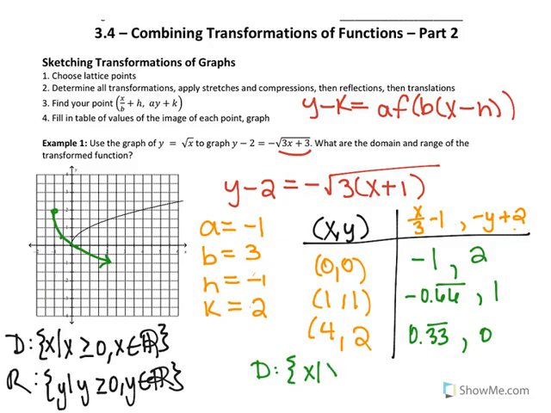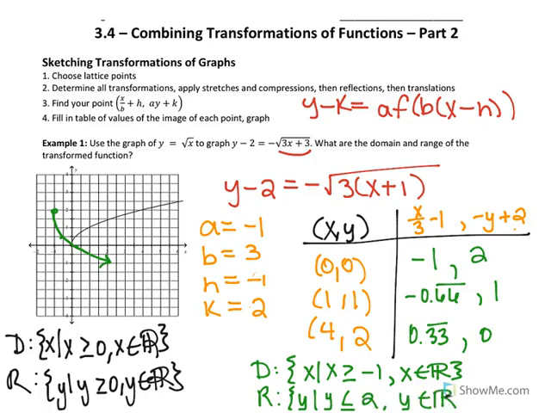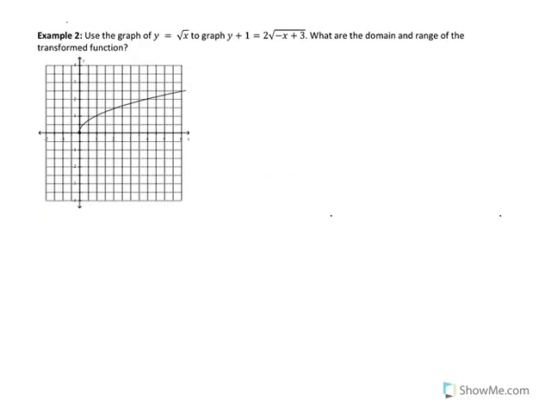Our domain is going to be greater than or equal to -1. And our range is going to be less than or equal to 2. So this is our max point for both of them, or min point. Alright, let's do another one.